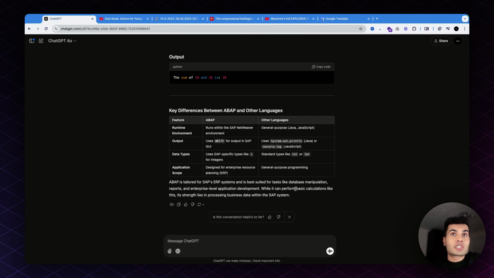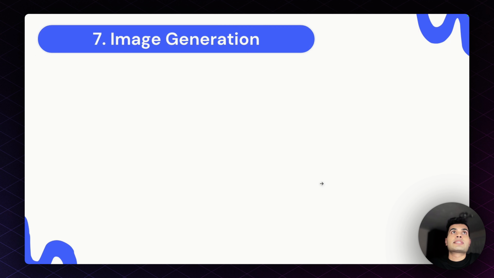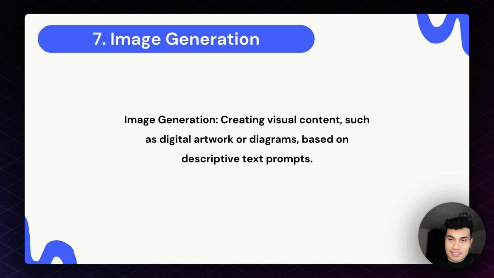And that was essentially use case number 6. The fact that it's able to write code in various programming languages, help you debug, and offer code explanation across multiple languages as well. Now, use case number 7, image generation. Yes, it can also create visual content such as digital artwork or diagrams based on descriptive text prompts.